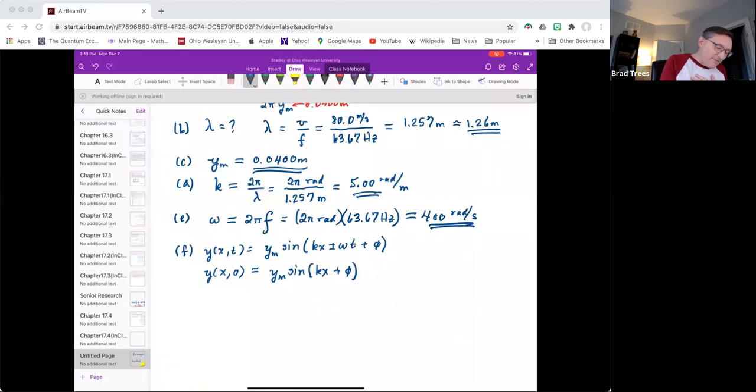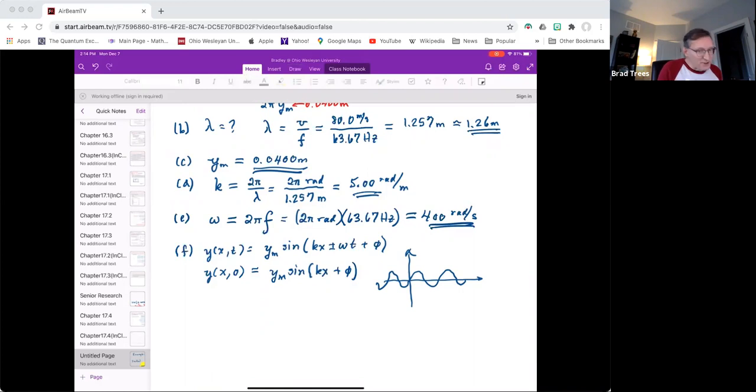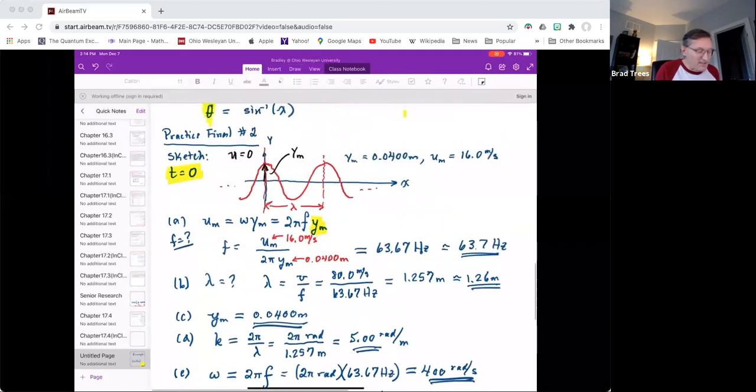Now, if my snapshot wave were a simple sine curve, like this, then the phase angle would be 0. It's a simple sine with no shift left or right. The problem is that's not the shape of our curve, right? Our wave. See up there in the red curve? That's not a simple sine. In fact, it's a cosine, isn't it? Right? That's a cosine curve.